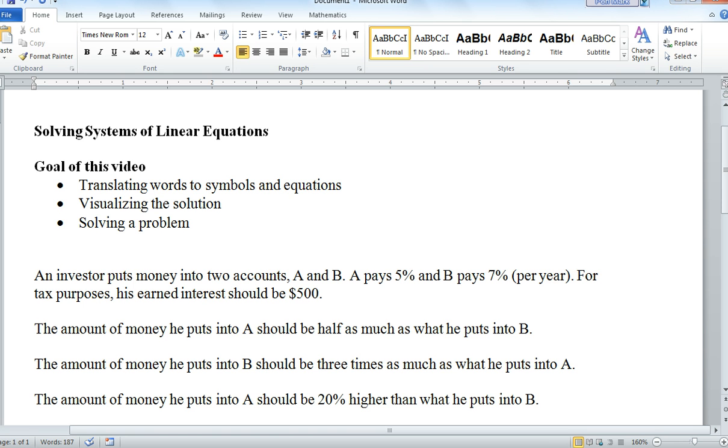Now let's take a look at some variants of this, because these tend to be tricky for a lot of people. So the amount of money he puts into A should be half as much as what he puts into B. Oh gosh, so is it 1/2 A equals B or 1/2 B equals A? That's the first thing I think a lot of people begin to think about. Well, how much he puts into A is going to be less than what he puts into B, because what he puts into A is going to be half as much as what he puts into B.